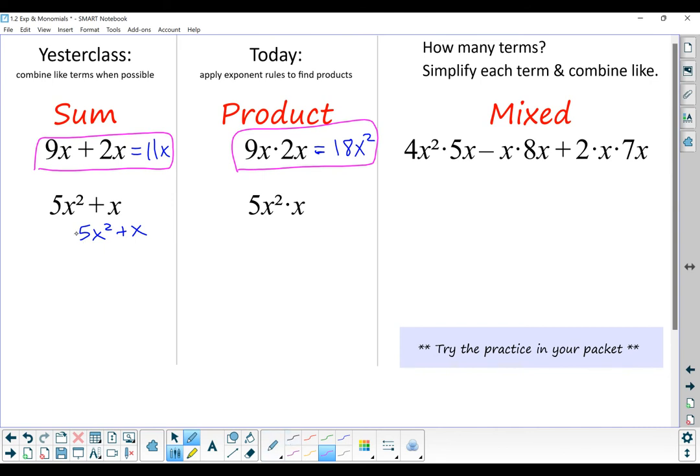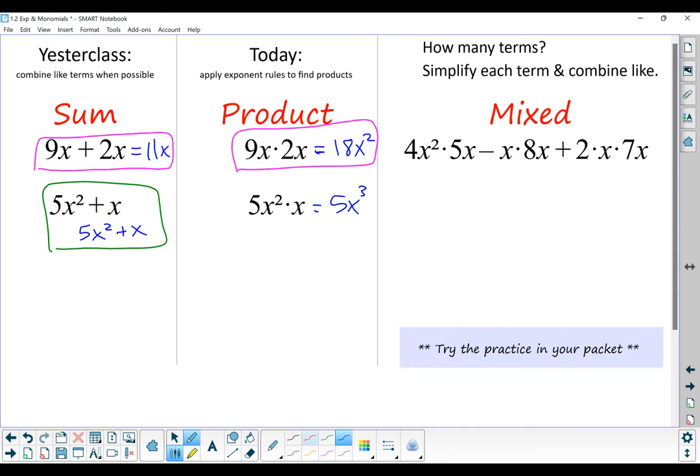We weren't able to combine 5x plus x with addition, so we just have those two separate terms, but we certainly can times them together. When we times them together, we get 5x to the third power. Very different answers for similar problems, so you really have to pay attention to what operation you're doing on each problem. All right, so we have a little mixed practice here.